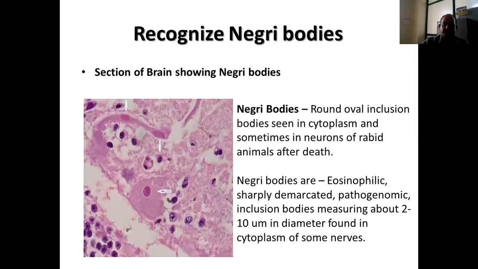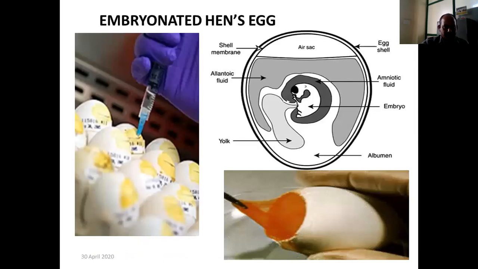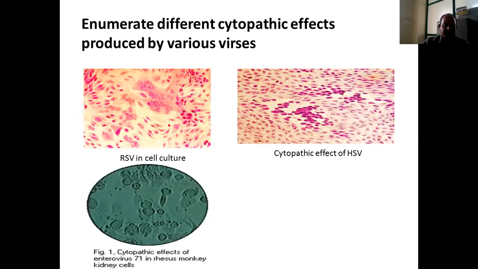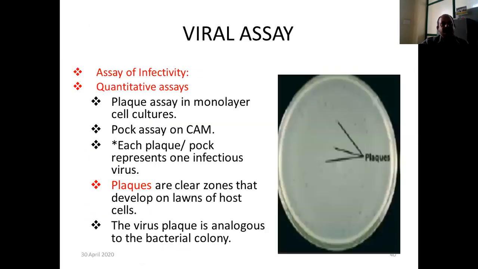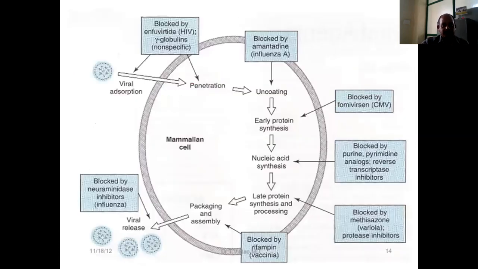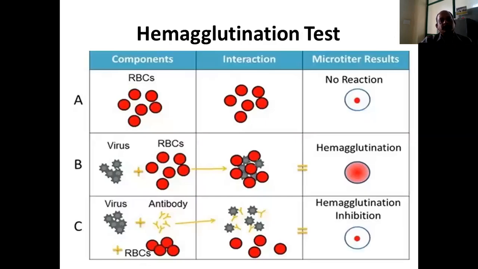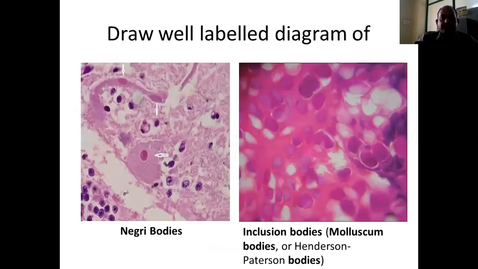You should be able to recognize inclusion bodies, Negri bodies, molluscum contagiosum bodies, inoculation routes of embryonated eggs, cytopathic effects, viral assays, antiviral drugs. These are the important points of today's practical.